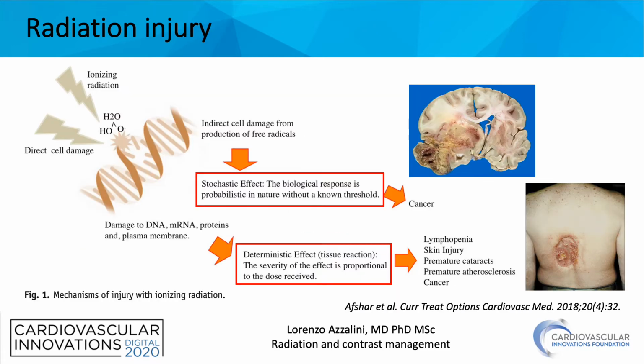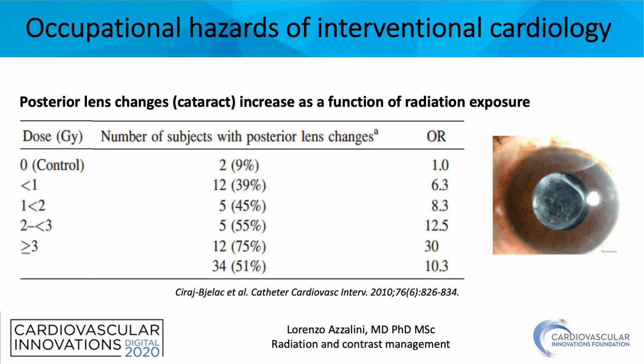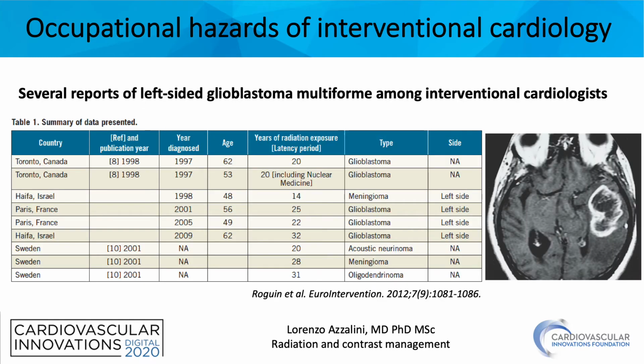There are two kinds of radiation injuries. There are stochastic effects that mirror the risk of cancer, and deterministic effects or tissue reaction that hold a dose-effect relationship, and these are mostly represented by skin injury. So there are hazards for interventional cardiologists due to radiation. There is the risk of cataract and also, although rarely, left-sided brain cancer.